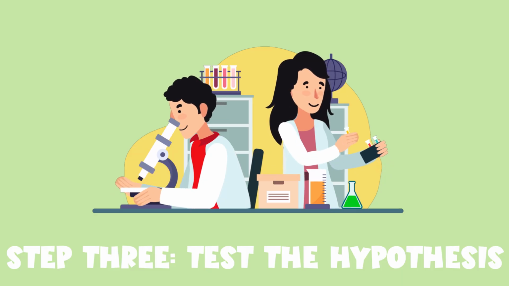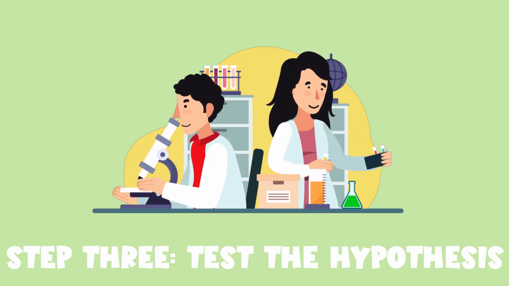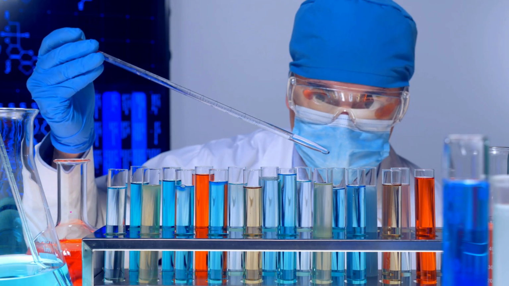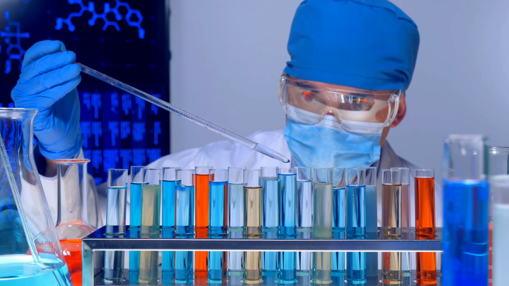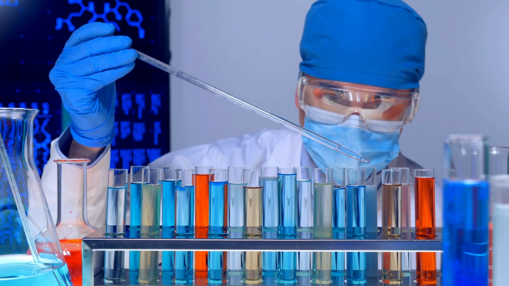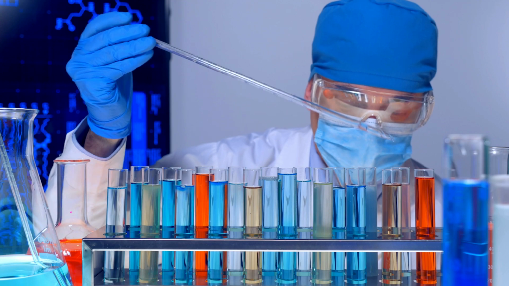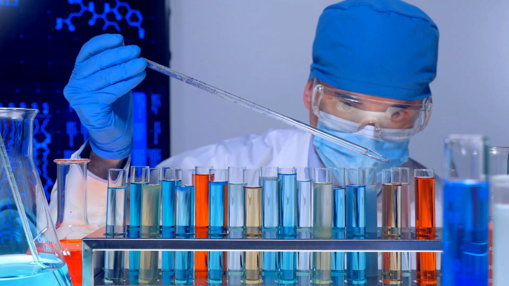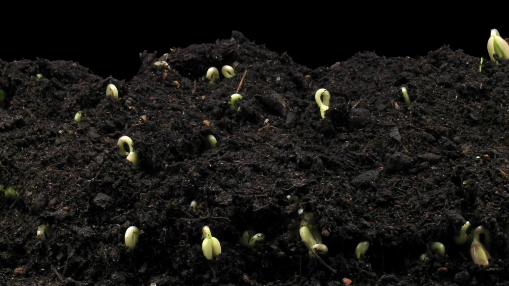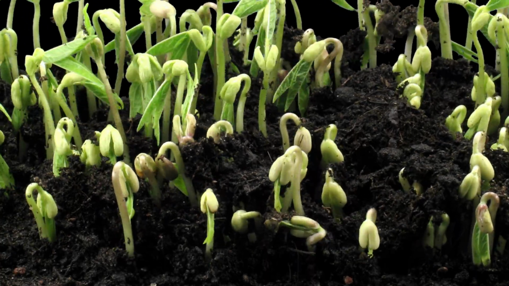Step 3. Test the hypothesis. To find out if the hypothesis is correct, scientists design an experiment or a method of testing. The experiment should be fair, meaning that only one factor is changed while the rest is kept the same. This factor is called the variable. In the bean plant example, the variable should be the soil type. Everything else, amount of water, sunlight, and type of bean seed, should remain the same.